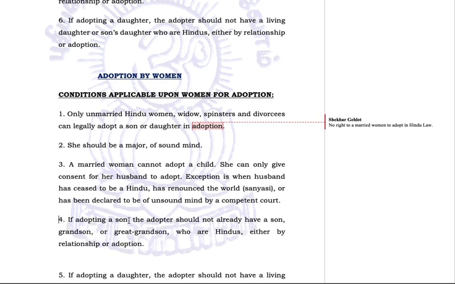If this woman, who is unmarried, a widow, or a divorcee, is adopting a son, the adopter should not already have a son, grandson, or great grandson who are Hindus either by relationship or adoption. This is a common condition for male as well as female: none of these three descendants of a son should be alive. If they are present and they are Hindus, then you cannot have an adoption. But if they are not Hindus, then you can take in adoption. Otherwise, you cannot.